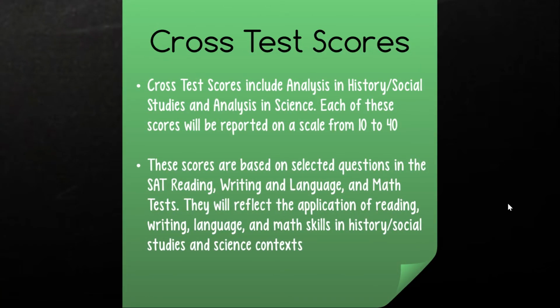Cross-test scores. Cross-test scores include analysis in history and social studies and analysis in science. Each of these scores will be reported on a scale from 10 to 40. These scores are based on selected questions in the SAT reading, writing, and language, and math tests. They will reflect the application of reading, writing, language, and math skills in history and social studies and science contexts.